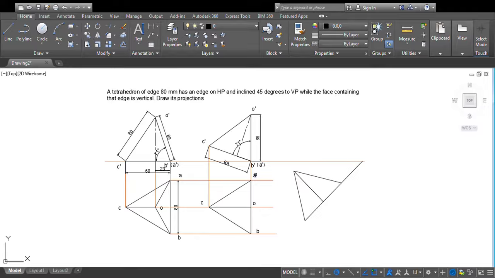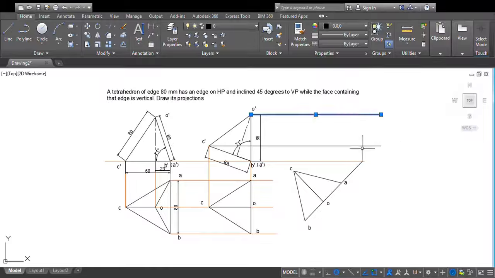Once I got this, then I can just name it: this is A2, O2, and this is B2, and one more C2. So I got all these points. Now I have to get the final diagram. For that I have to draw projection lines from here like this. One more point here. Now I got projection lines.